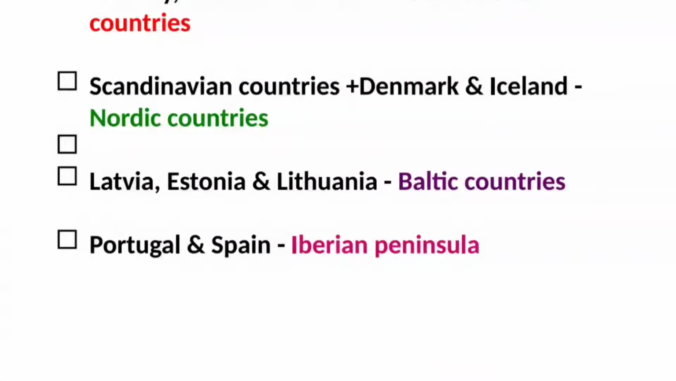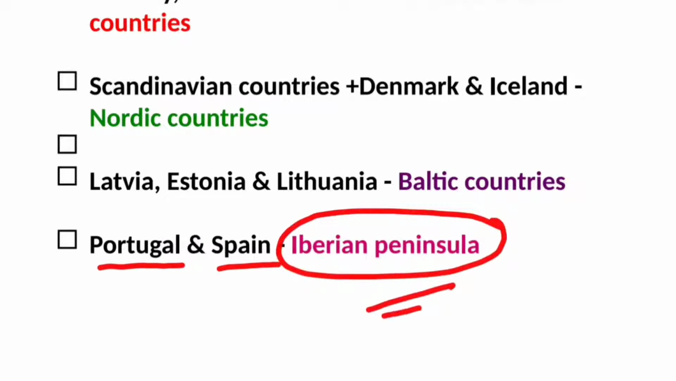Moving forward, we have Portugal and Spain. Portugal and Spain are known as the Iberian Peninsula. So why are they known as the Iberian Peninsula? Because they are surrounded by water on three sides.